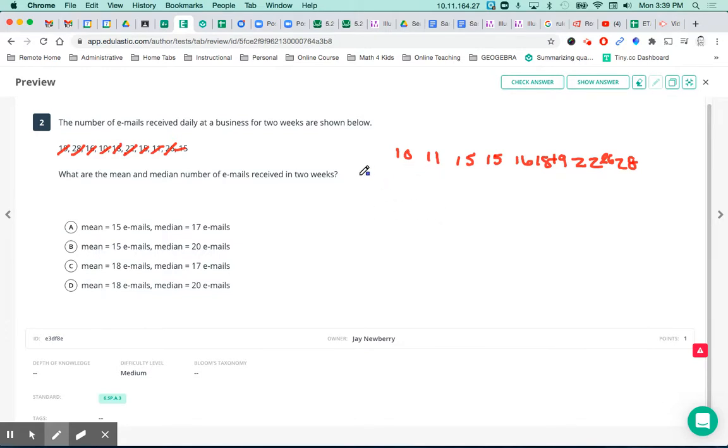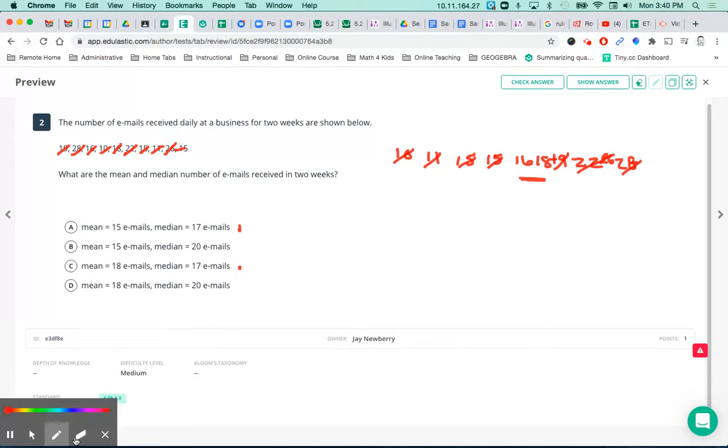All right. To find the median, I would go through and cross them out, starting at the ends, one from each side. And I end up with 16 and 18 in the middle. To find my median, I take the average. I do 16 plus 18 and divide by 2, which ends up being 17. Okay, so it's going to be this one or this one. These are both 17.